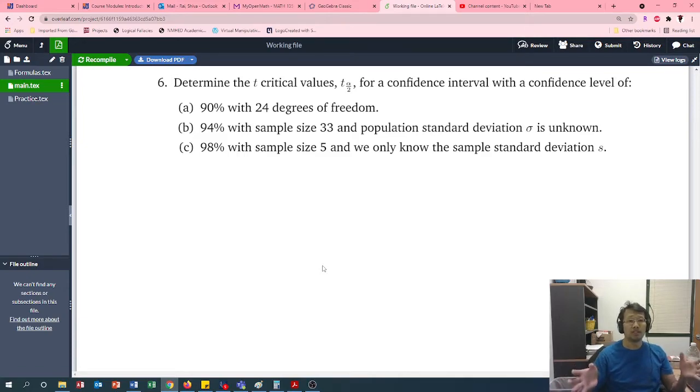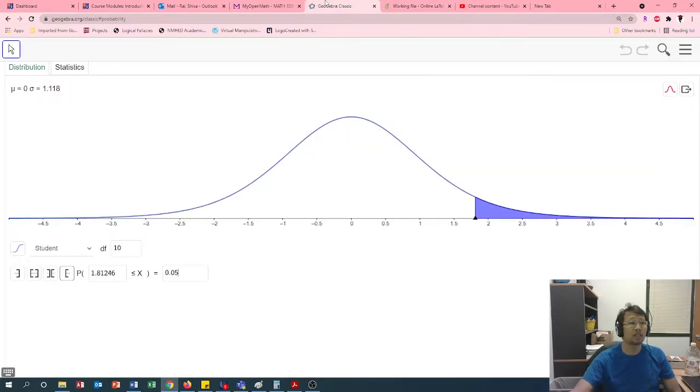Okay, in this video, we will find out the T critical values using the easiest method, in which we'll be using this website, geogebra.org/classic#probability. Please bookmark this if you haven't done it, at least for introductory statistics.